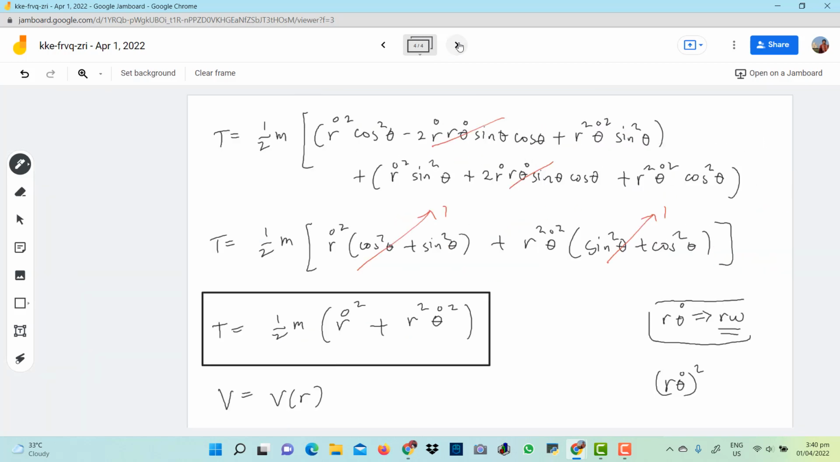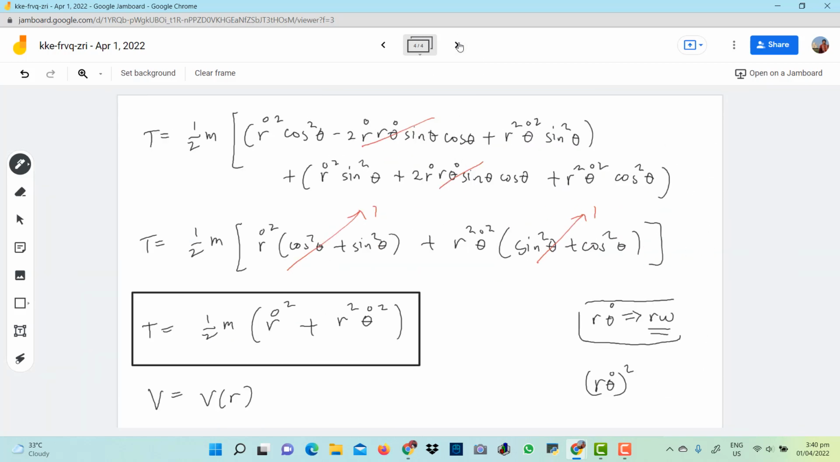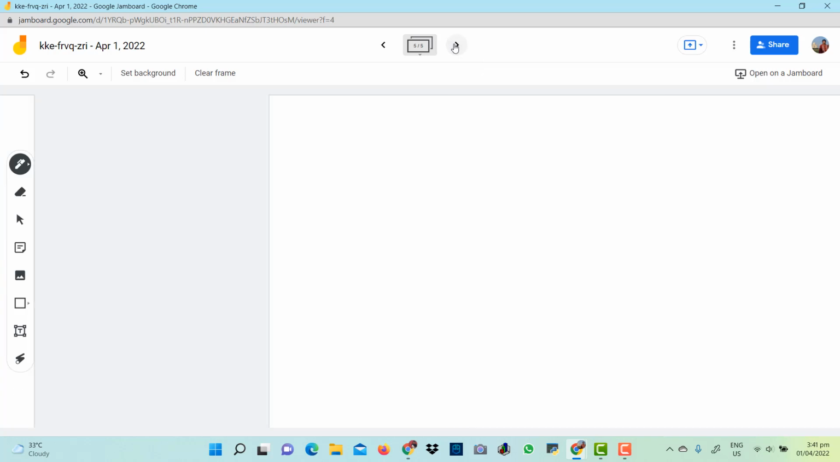So, let's generalize our expression of our potential. The general potential energy is just a function of R only, no? Why only a function of R? Because take note, our force is a central force. So V is only a function of R, not a function of theta. V is just any V, as long as it depends on our F.